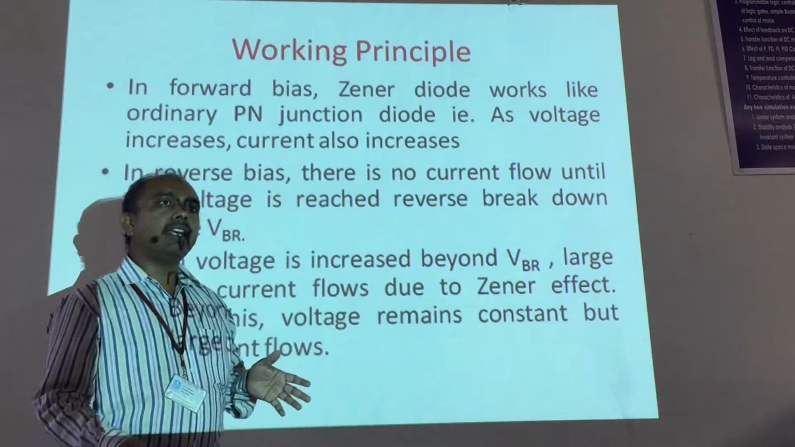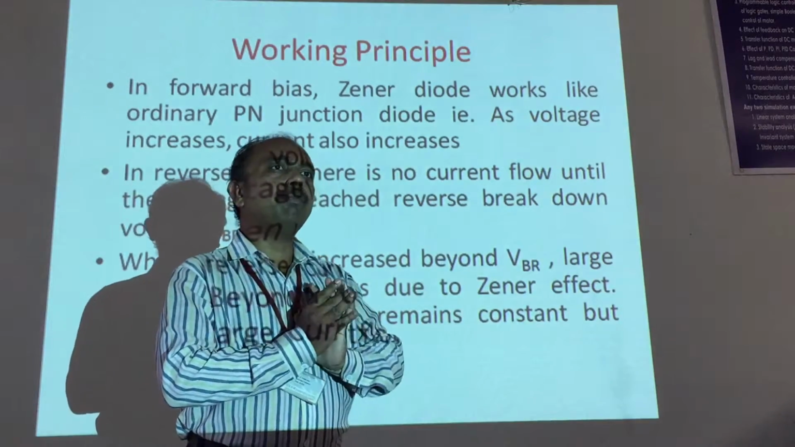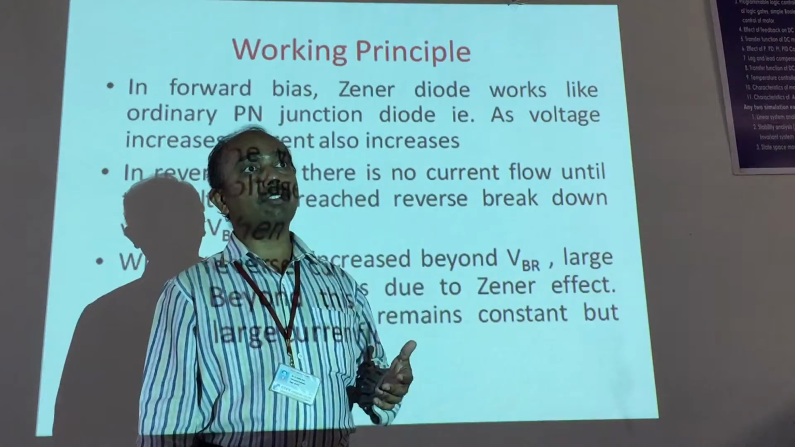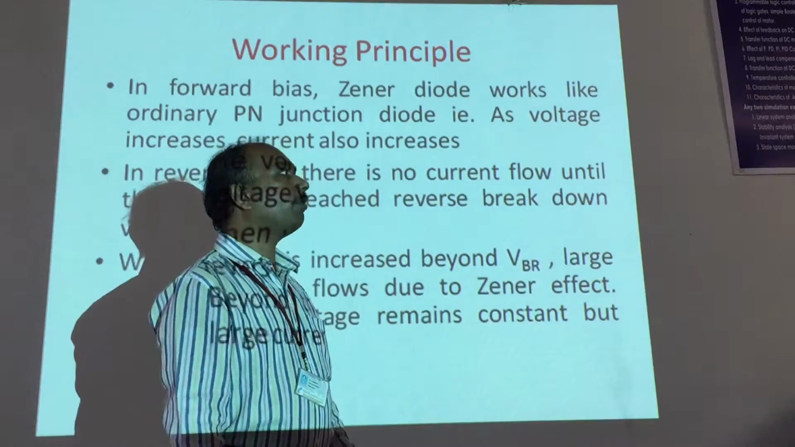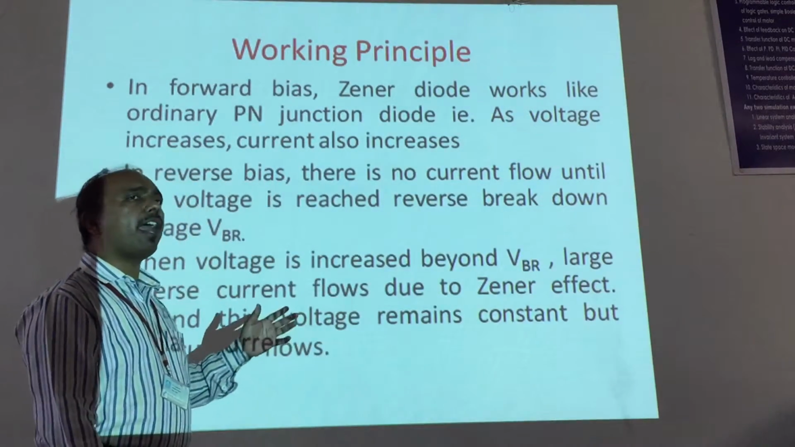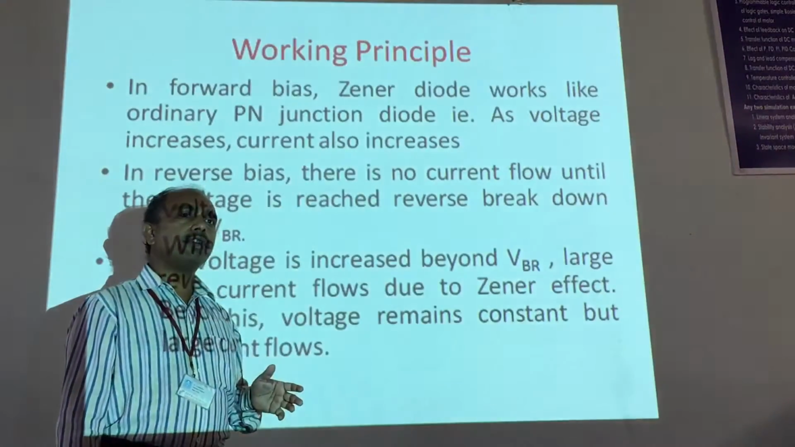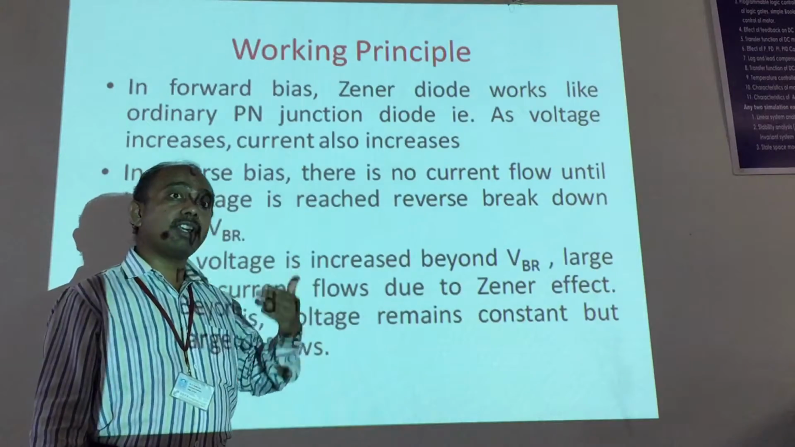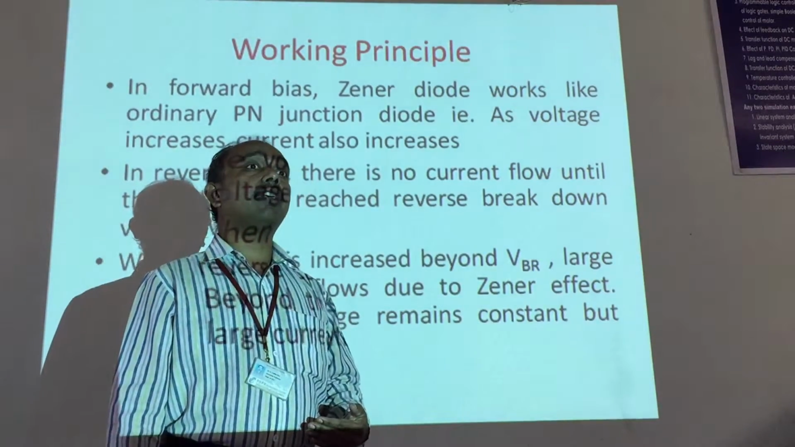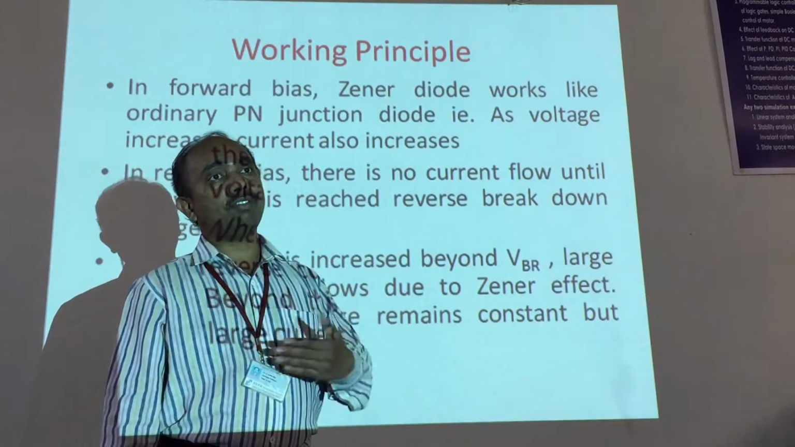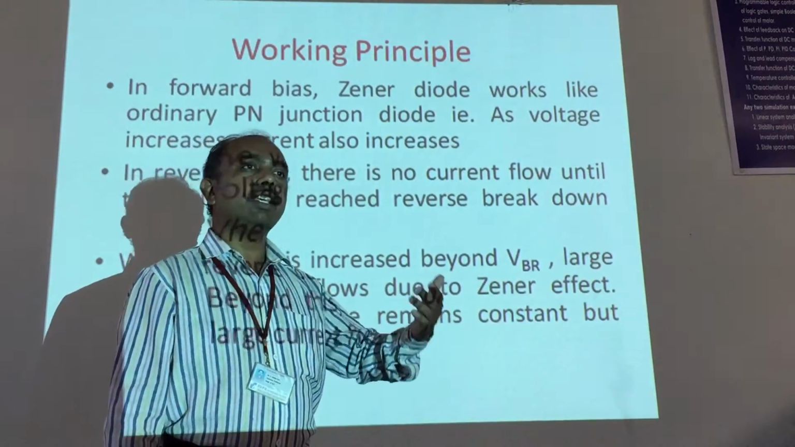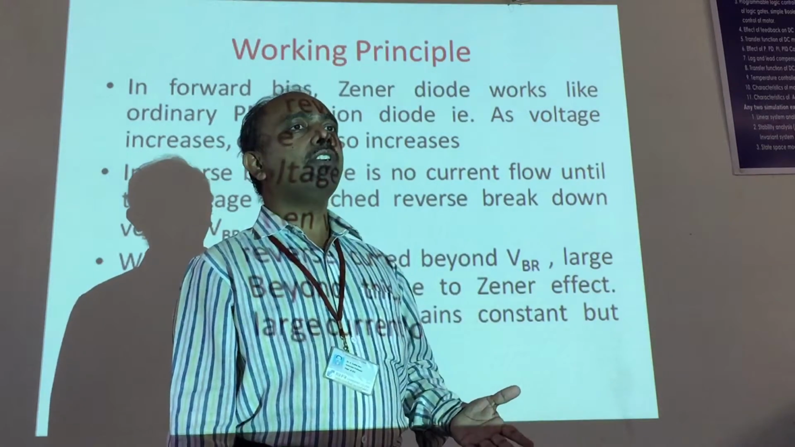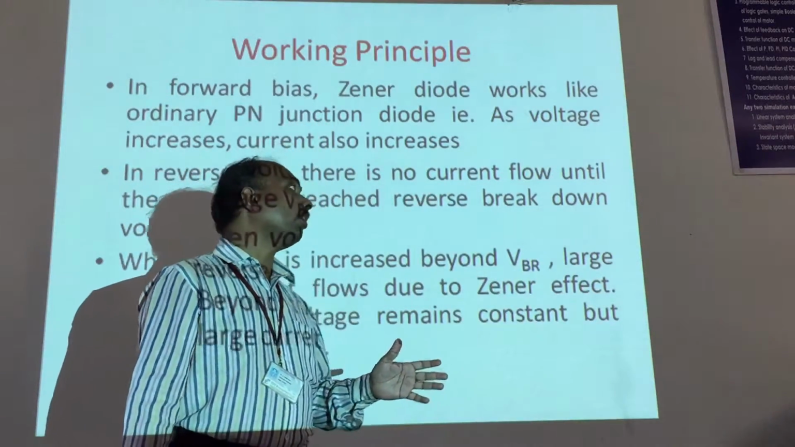Zener diode can be operated in forward bias and reverse bias. When the positive terminal of the battery is applied to the anode and the negative terminal of the battery is applied to the cathode, then the zener diode is said to be in forward bias. In forward bias, zener acts like a normal PN junction diode, so it allows current to increase as voltage increases. In a PN junction diode, as voltage increases, current also increases. Likewise, in a zener diode also, as voltage increases, current also increases in forward bias mode.